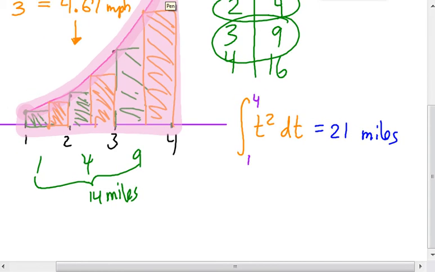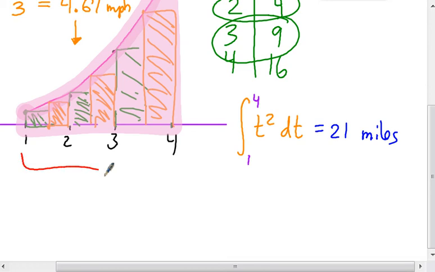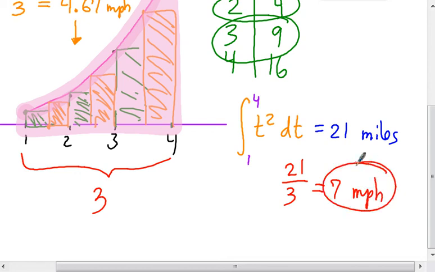Let me just clean this up real quick. By estimate. From 1 p.m. to 4 p.m., that's a 3-hour time interval. And so we can take the distance traveled, divide by the time, and we see that the actual average speed is in fact 7 miles per hour.